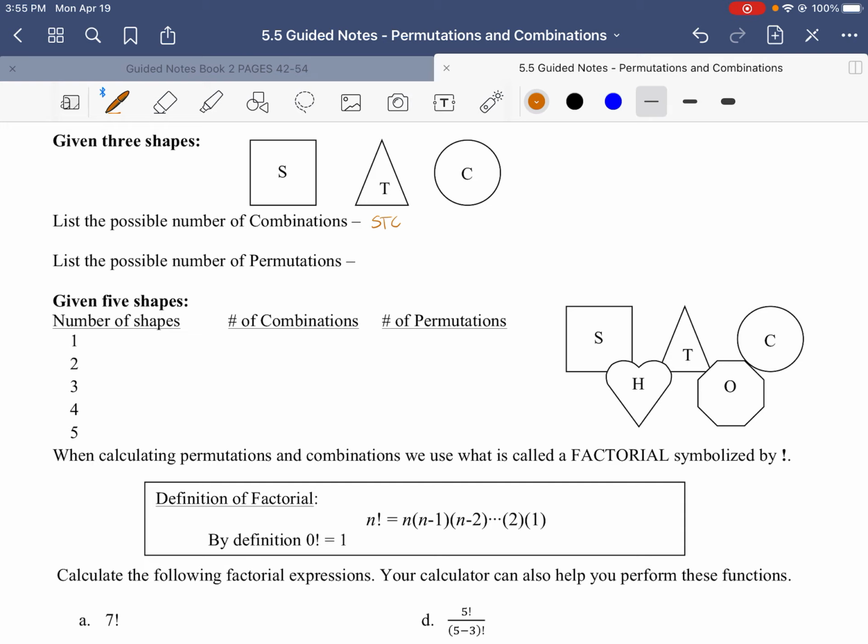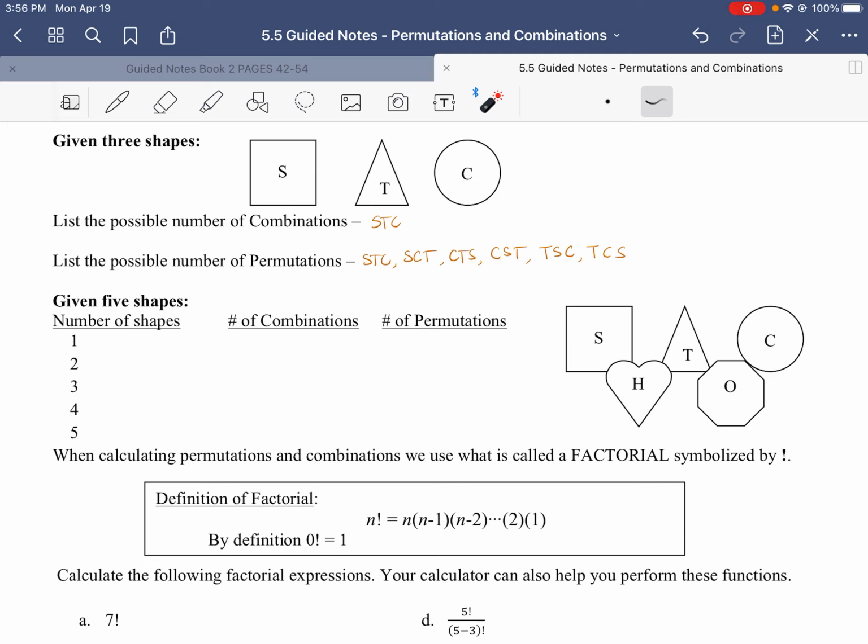If we were talking permutation, then ordering them would make a different group. So STC would be different than SCT. If I put CTS, that would be different than CST. So every group that I make, or if I put the triangle first, those would be different, what we call permutations, because we're ordering them in different ways. Okay, so in this case, there would only be one combination, but notice there's 1, 2, 3, 4, 5, 6 different permutations.